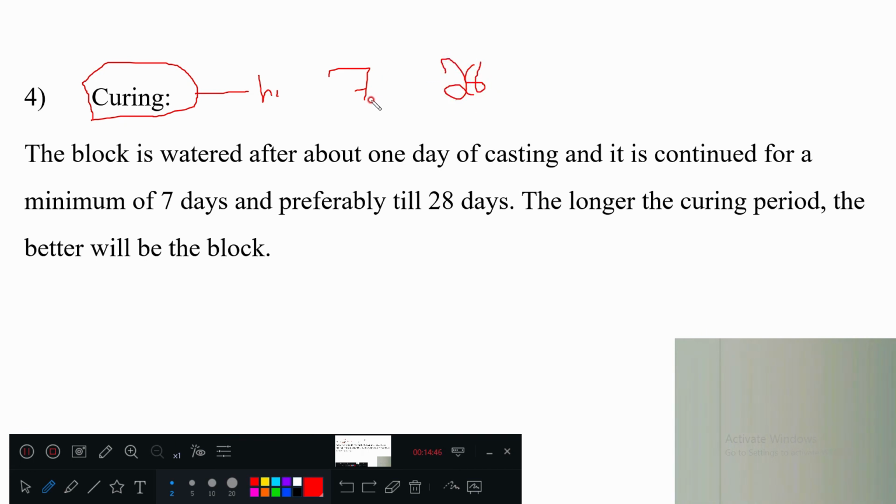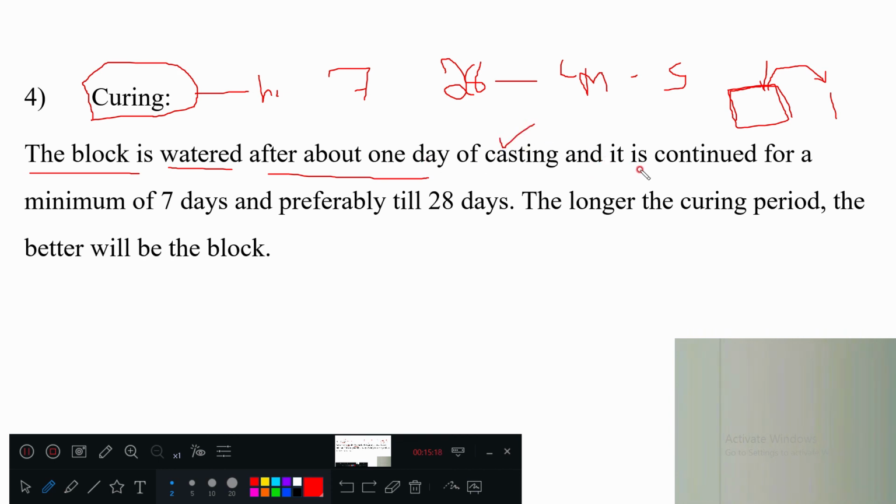For 7 to 28 days there should be continuous supply of moisture such that the cement concrete will get sufficient strength and sufficient hardness. The block you have prepared is watered after about 1 day. Immediately after casting you should not put water. After casting you keep it as it is for 1 day or 24 hours, and then after 1 day it is continued for a minimum of 7 days.